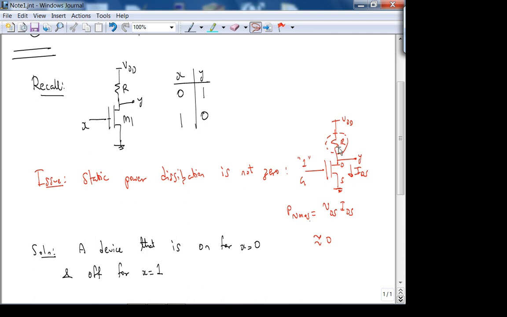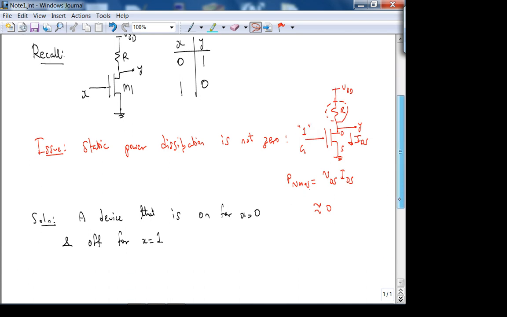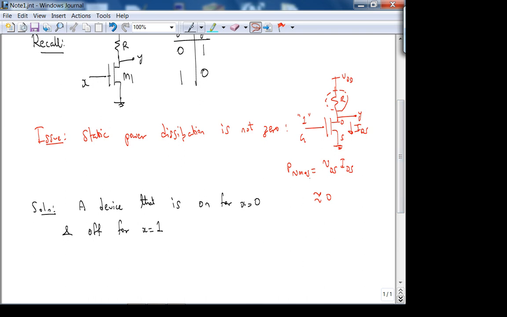So in other words, if this resistor magically turned off when x equals 1, then no current will flow, yes? For x equals 0, it really doesn't matter if it turned on or off because the NMOS is off, right? But it turns out the device turns on for x equals 0. Sorry, x equals 0, okay? So such a device is called the PMOS, okay?